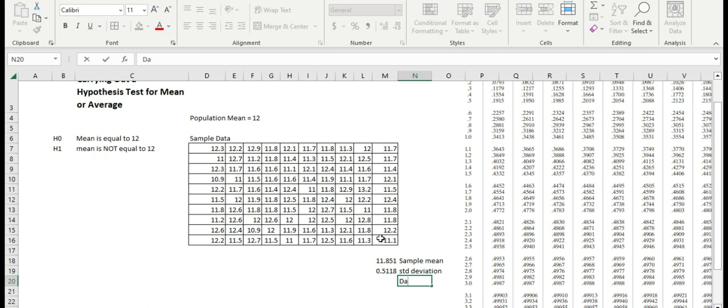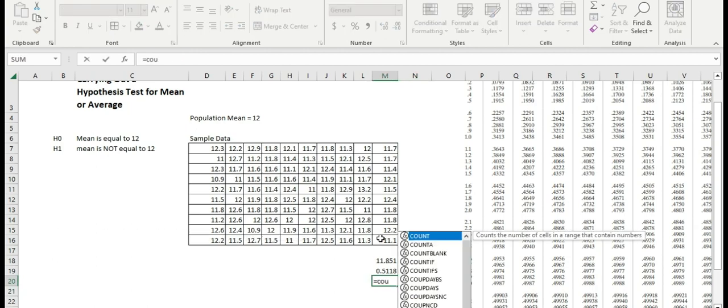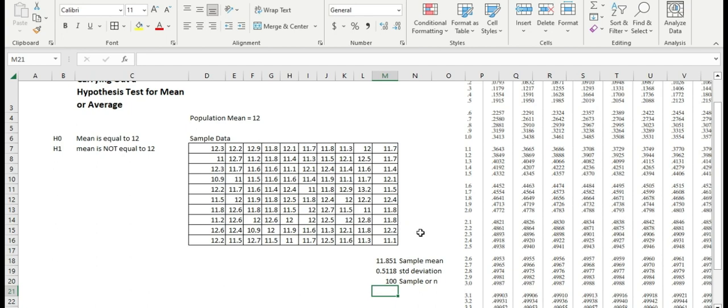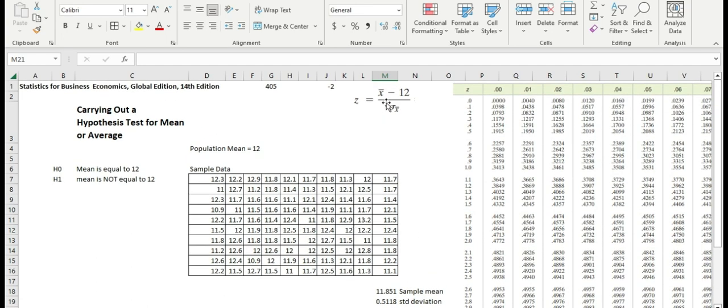And then the population. Let's count the sample, or n. Then this one, it's 100. Let's use this computation here. This is the computation.